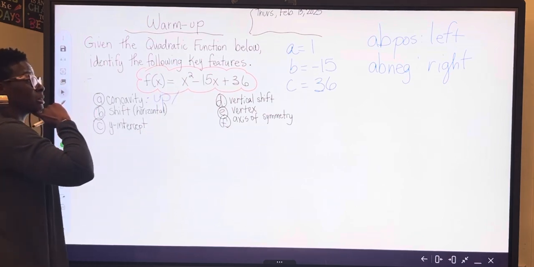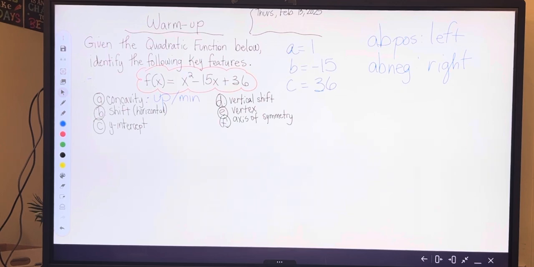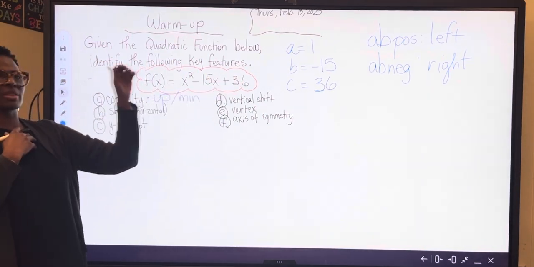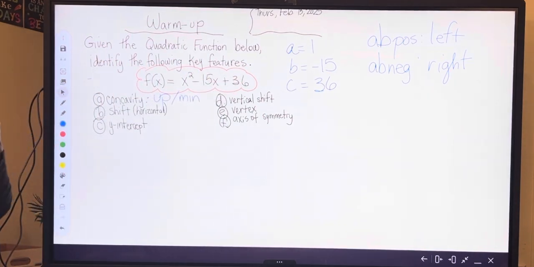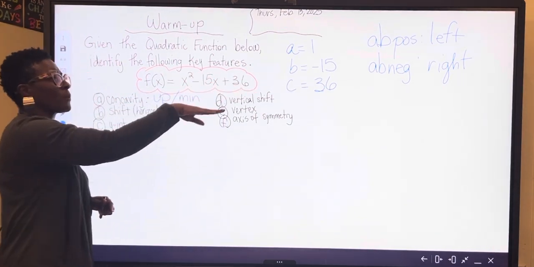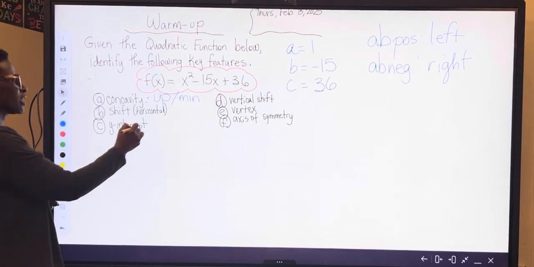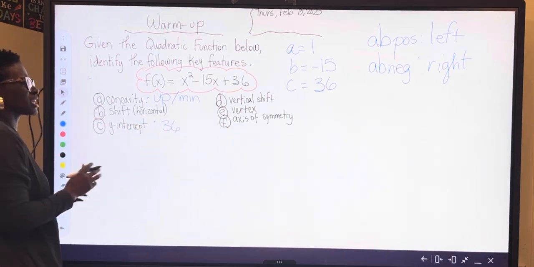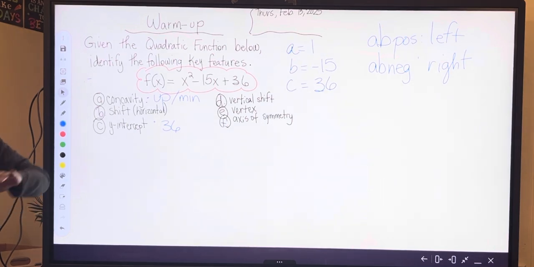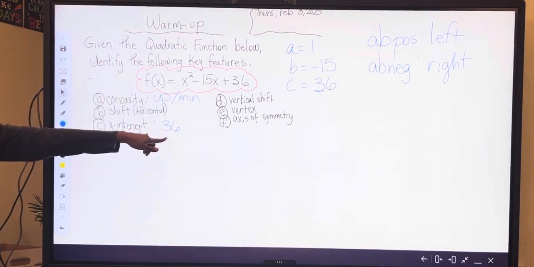Minimum or a maximum? Minimum. We're going to have a minimum. All right? Now, what else can I pull quickly from this? My y-intercept, couldn't I? Don't we know that this gives us the y-intercept? What part of this is the y-intercept? 36. The C, which is the 36. So my y-intercept is what? 36. Those parts are easy for me, right? Standard form quickly gives us the concavity and the y-intercept.